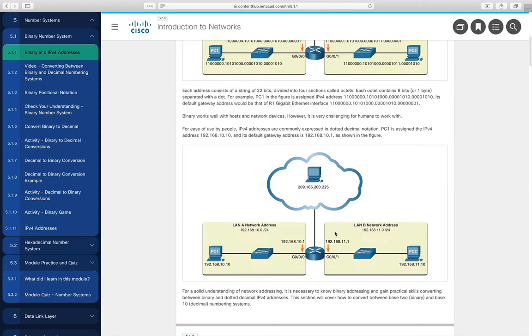And if we do that for all the IP addresses, here we have the 192.168.10.0 network. It has host 10.10 and an interface on the router 10.1. Over here we have the 192.168.11.0 network. Within that network we have 11.1 on the router interface, 11.10 on this PC. And up here we have 209.168.200.225.